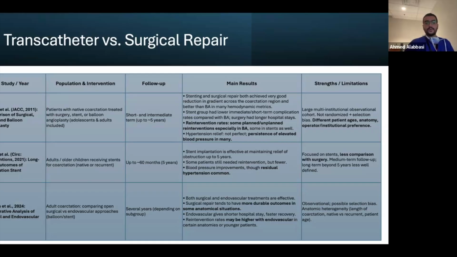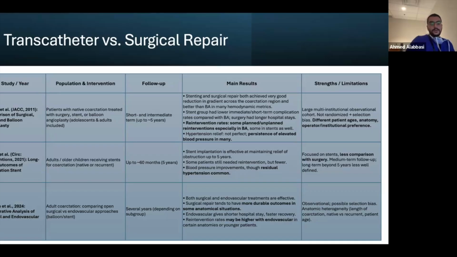There was another study more recently in CIRC in 2021, which looked at long-term outcomes of coarctation stents. So this didn't look at surgical repair, it was only focused on stents, which was adults and older children with either native or recoarctation. And it said that stents were effective at maintaining relief. A lot of patients did require some reinterventions, but fewer. And blood pressure improvements did occur, but there was residual hypertension.